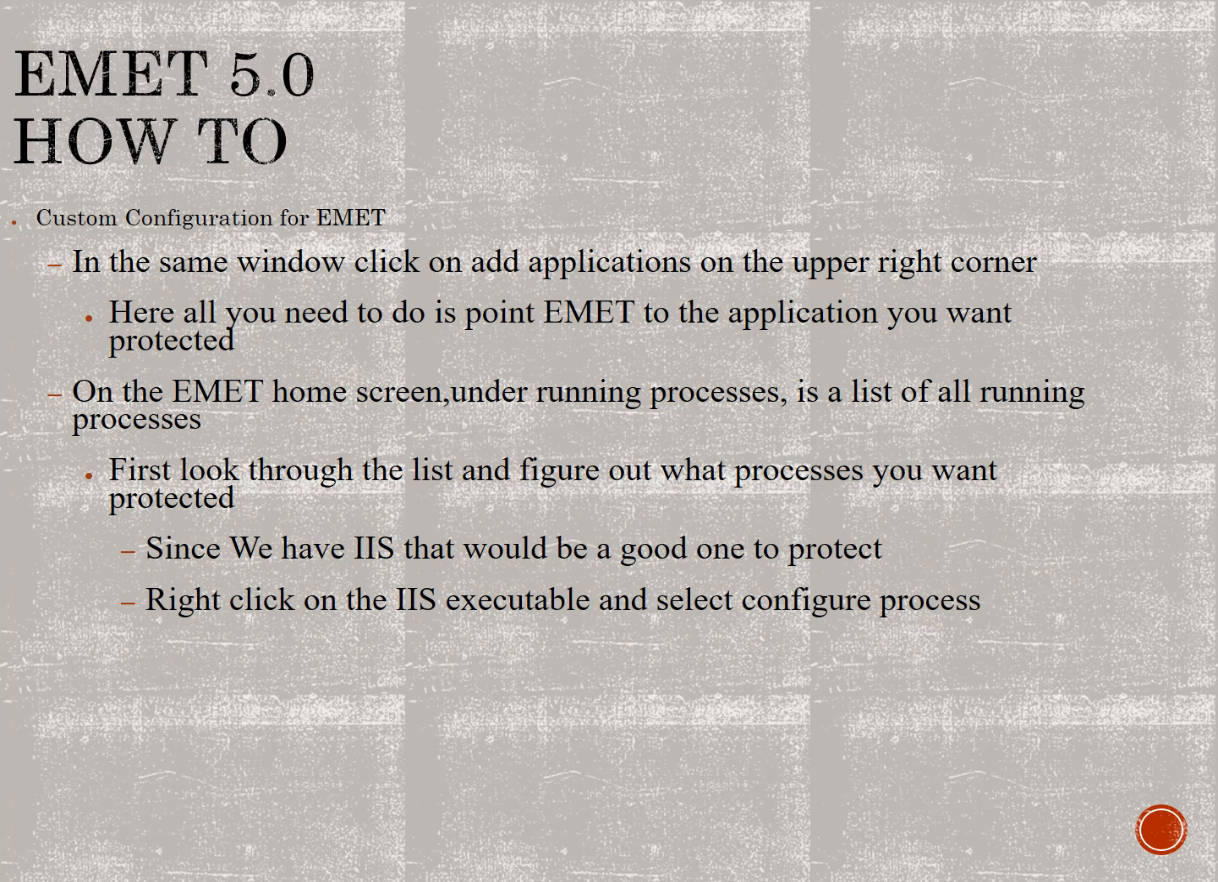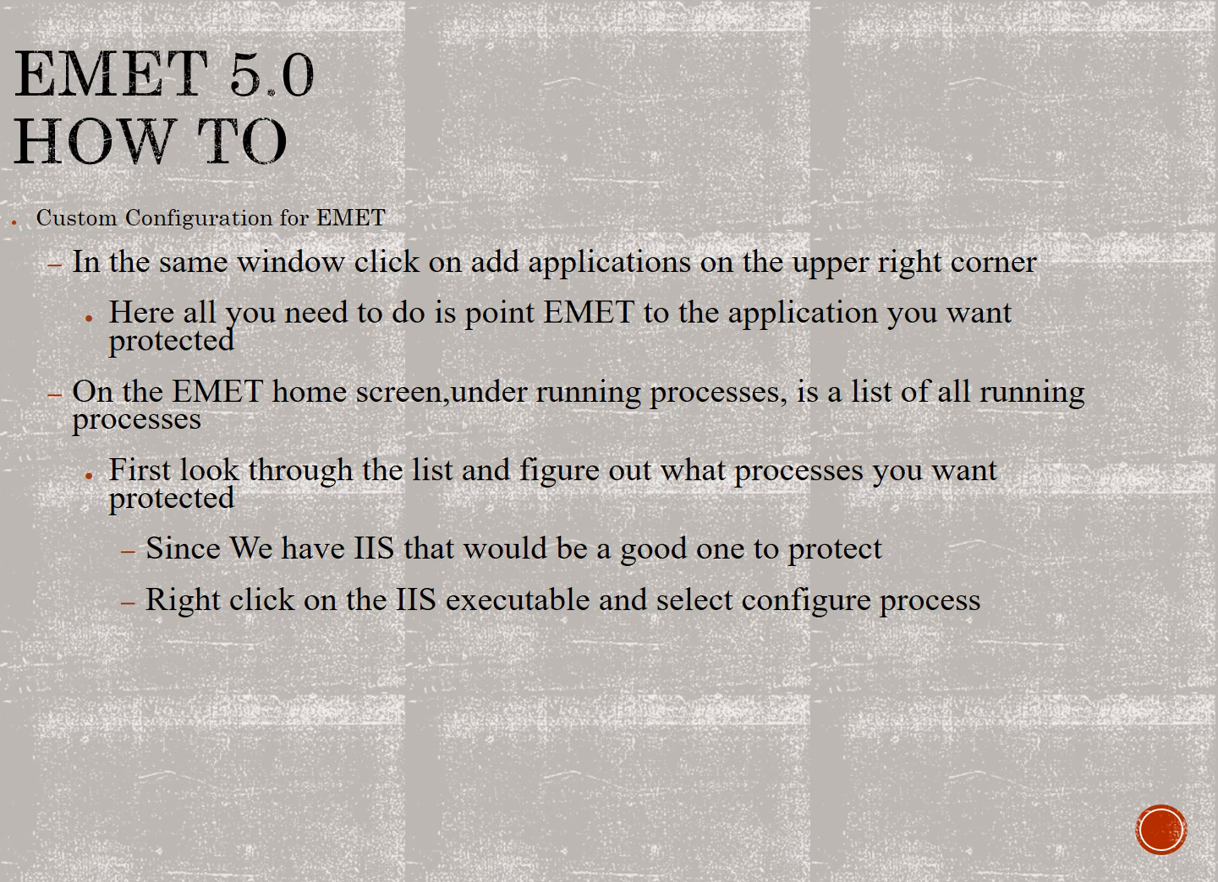Custom configuration for EMET. In the same window, click on Add Application. This is going to be in the upper left corner. It's going to be a big green button with a plus sign in the middle. I don't know why I said upper right corner. Here all you need to do is point EMET to the application you want to protect. There will be a list; once you click on it, you'll click on the application you want to protect.